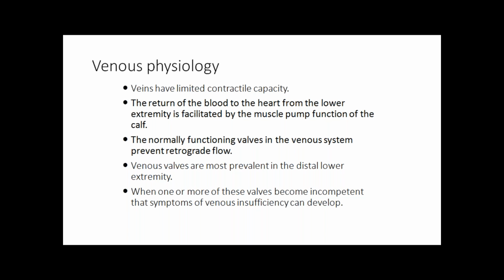Normally functioning valves in the venous system prevent the retrograde flow of blood. Venous valves are most prevalent in the distal lower third of the leg. When one or more of those valves become incompetent, the symptoms of venous insufficiency can develop. Venous insufficiency is any obstruction in the flow, valvular restriction or valvular dysfunction.